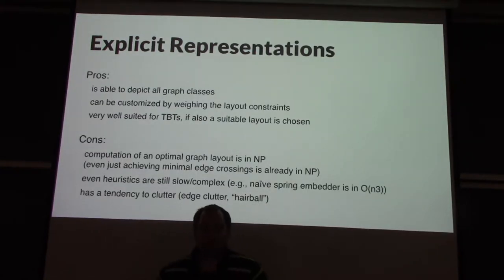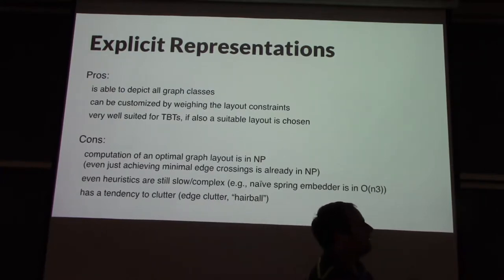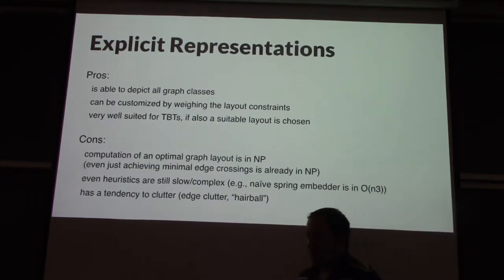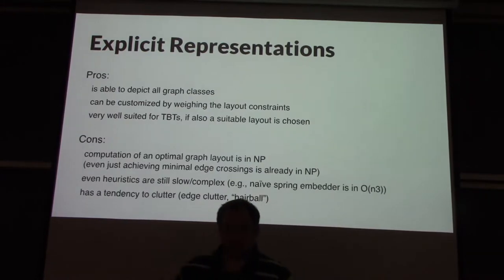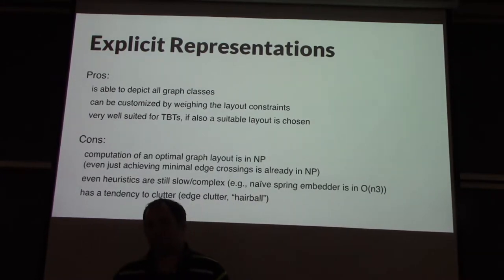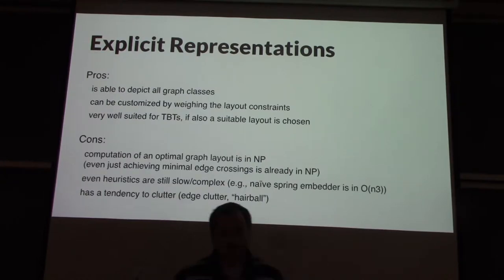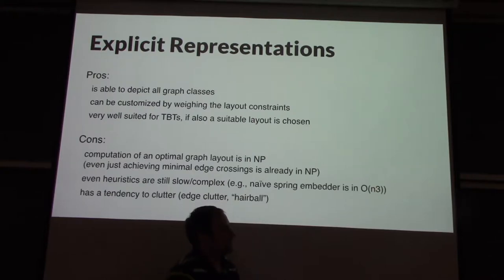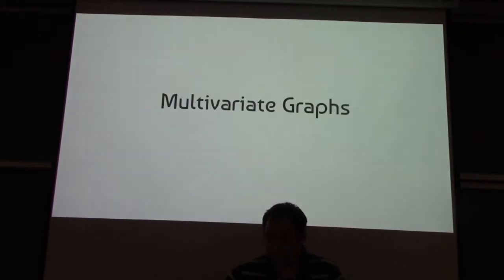So what are the benefits of explicit representations? They're easy to read, they're able to depict all graph classes, they can be customized by weighing different layout constraints, and they're really great for topology-based tasks. So if I want to find the shortest path between two people, it's not terribly hard to do. The negatives are that the computation of an optimal layout is NP, and even heuristics like the force-directed layout are still slow and complex, and we have a tendency toward cluttering with these giant hairballs.